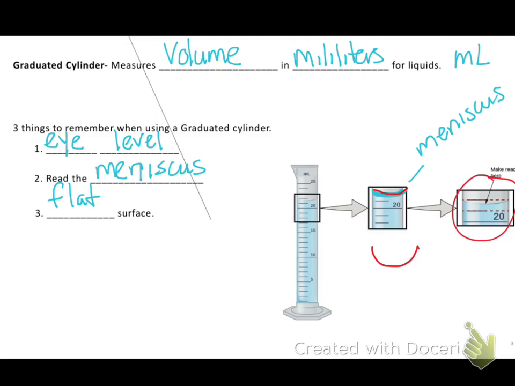Each graduated cylinder is measured differently in increments, so you have to look to see what it's going up by. This one shows 20, and then the next number above it is 25, so that means each one of the little lines counts as 1. So if you were looking at this graduated cylinder, this would actually be 20 and a half, because this next line right here is 1. So its amount of the volume in this graduated cylinder is 20.5.